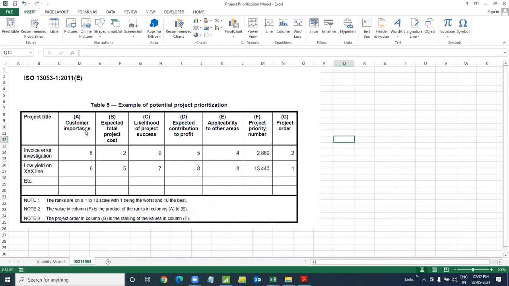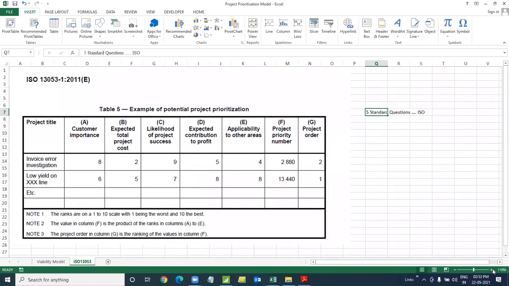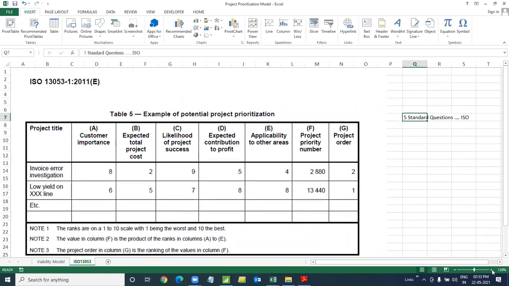Next, it talks about five questions. There are five standard questions. You cannot change these questions because they are coming from ISO. Otherwise, you cannot say that you are using the ISO version of standardization. These are verbatim. They will stay as they are. You cannot edit the questions.